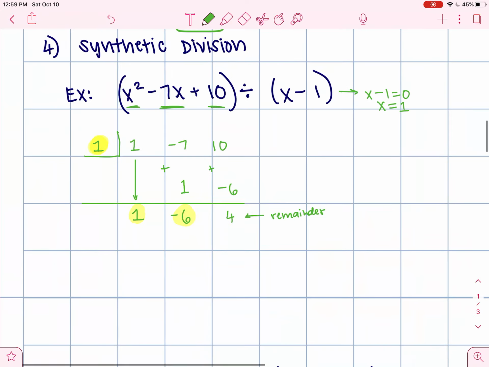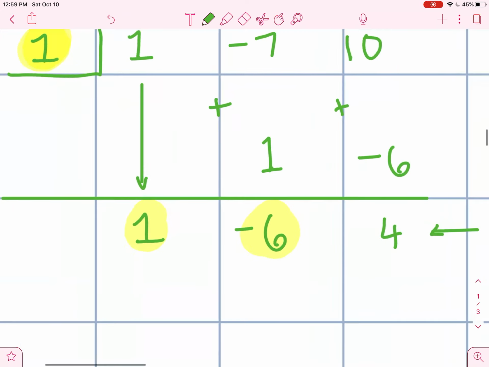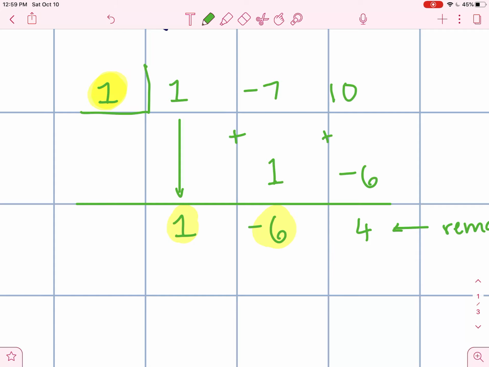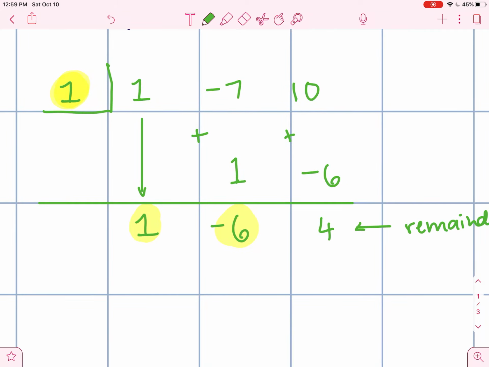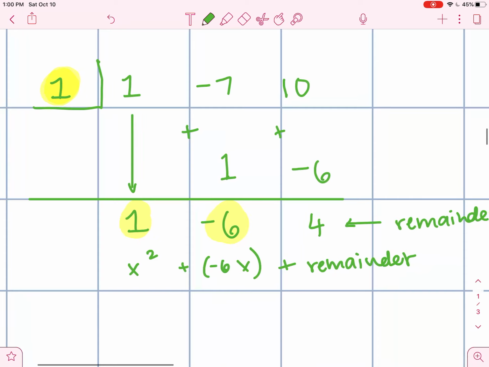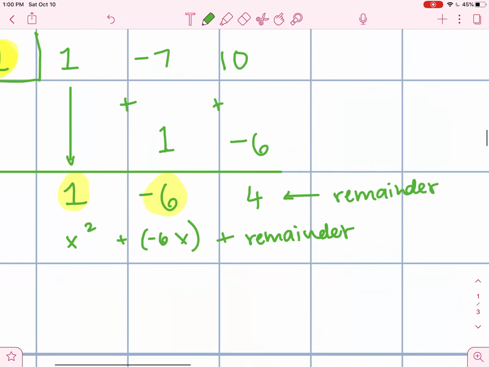So the way that we would write out our answer is, well, first we need to find the position. So this would obviously be x squared plus -6x, and then plus your remainder. But if we were to have more terms, you would need to match up the x squared or the -6x based off of how many terms there are. And I'll show you this in a later example because right now it might sound a little bit confusing.